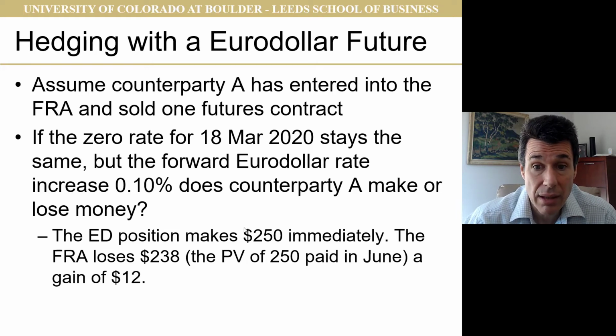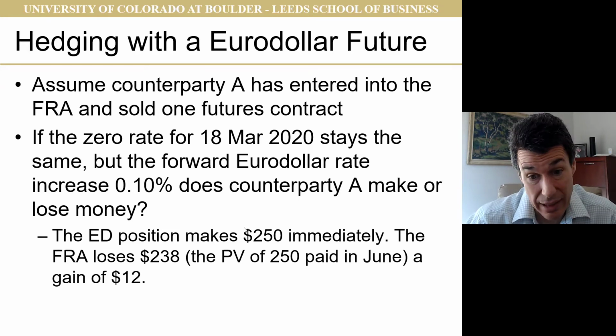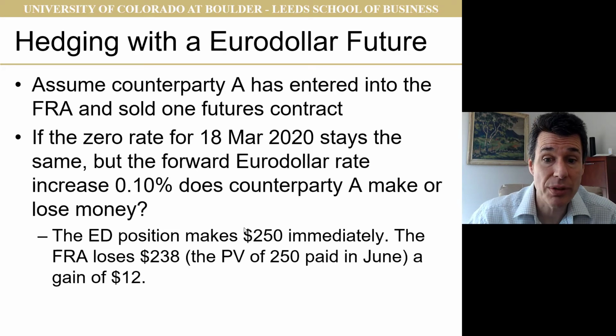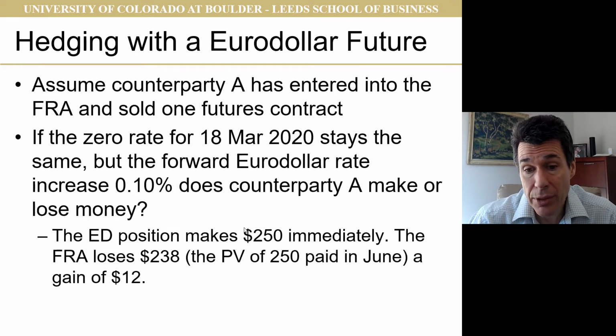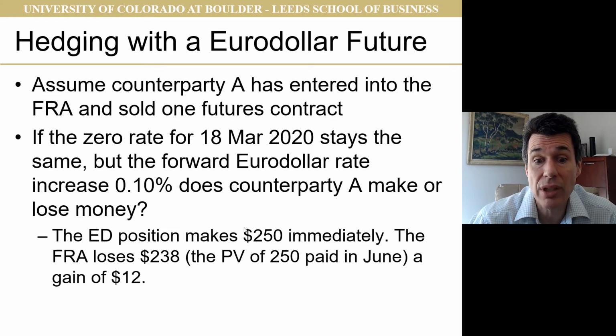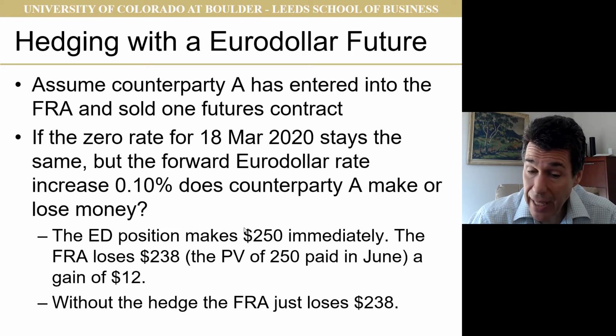So our net profit and loss on our entire position, counterparty A's net profit and loss on their entire position, is plus $250 on the Eurodollars, minus $238 on the FRA. They've made $12. Give or take, they've pretty much made nothing. And again, the way to think about this in terms of hedging is that the $250 or $238 was the majority of their risk. They've substantially reduced the size of their risk. If they hadn't hedged, they would have just lost $238.